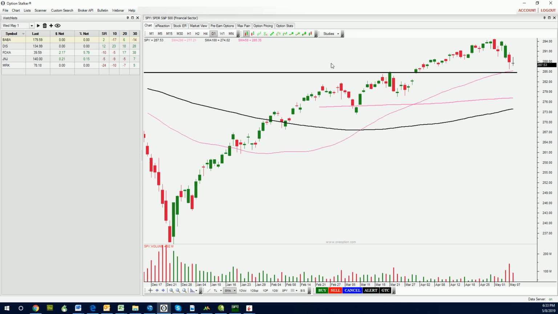So let's take a look at how last week's picks fared. And I did have a bearish pick in there. My goal tonight is going to be to find one bullish pick and one bearish pick. And then we'll watch to see how this event plays out.